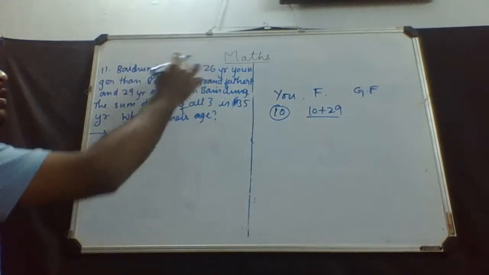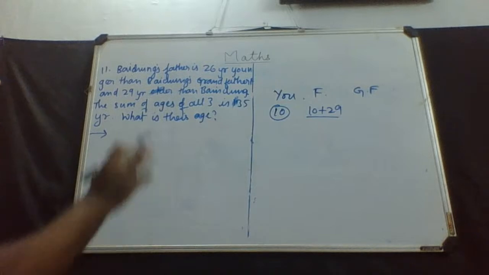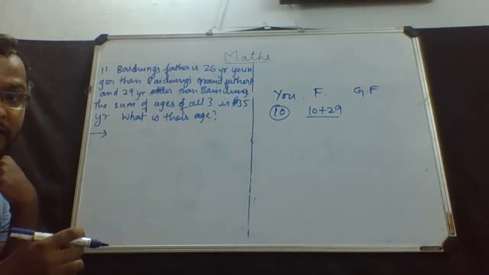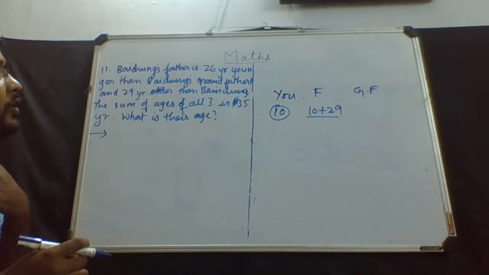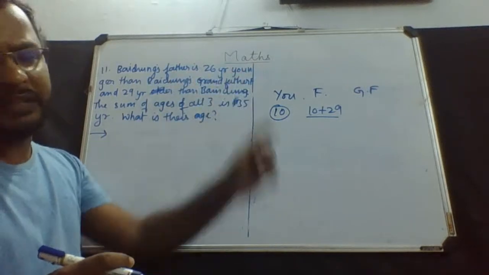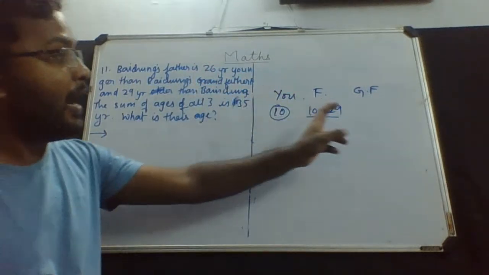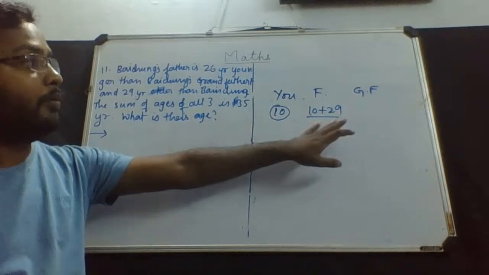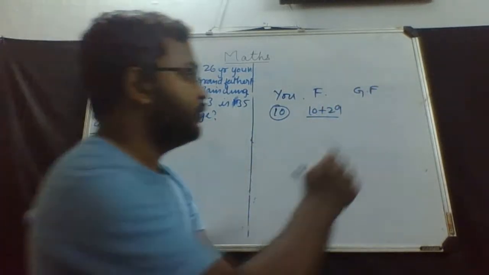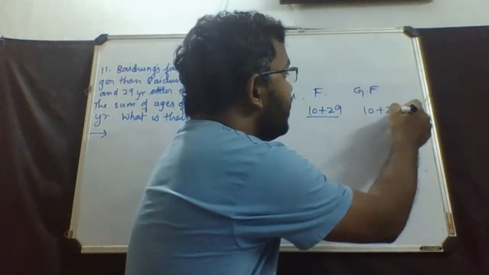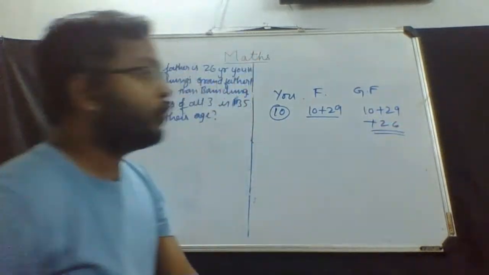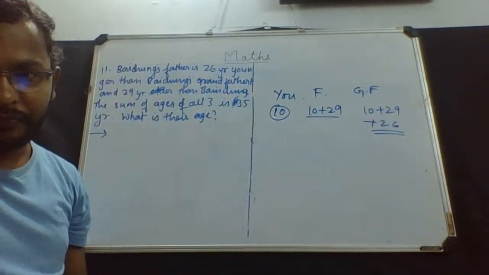Now, what is happening to the grandfather? Baichung's father is 26 years younger than Baichung's grandfather. That means when you add 26 years to the age of the father, you are going to get the age of the grandfather. So the age of the father is 10 plus 29, and when you add 26 to this, you get the grandfather's age.